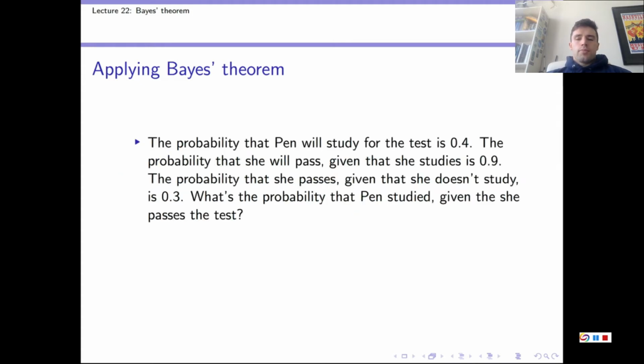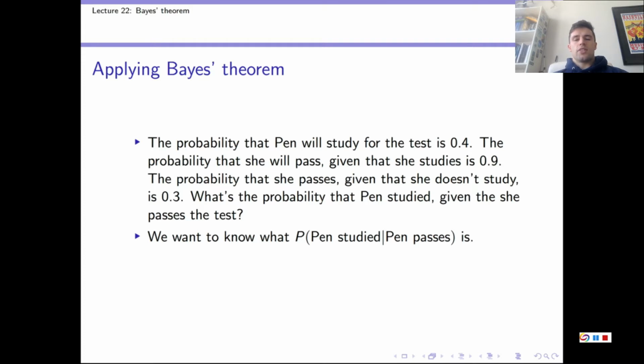Here's the problem. The probability that Pen will study for the test is 0.4. The probability that she'll pass, given that she studies, is 0.9. The probability that she passes, given that she doesn't study, is 0.3. So the question is, what's the probability that Pen studied, given that she passes the test? So the first thing to do is identify the statements in the problem. We're interested in this. P of Pen studied given Pen passes. So the statements are that Pen studies for the test and Pen passes the test.